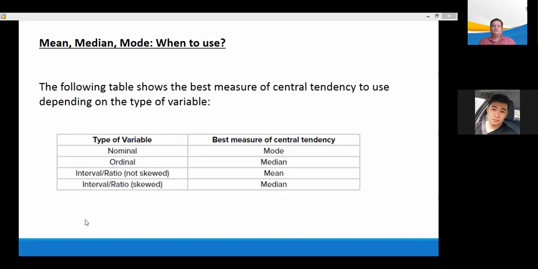For ordinal variables, or those variables that are ordered or ranked or with a scale and categories which are mutually exclusive, the median is the best measure of central tendency. For interval ratio, where data is not skewed, the mean is the best measure of central tendency. For interval ratio, where data is skewed, the median is best to be used.